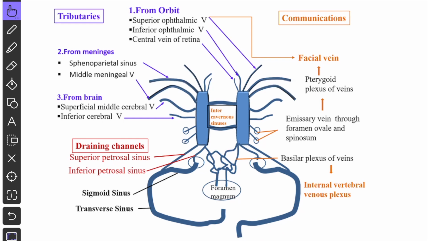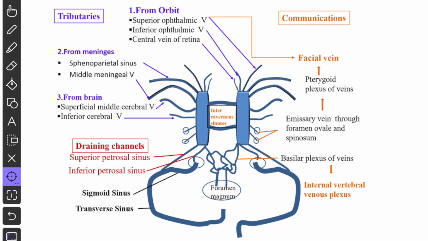The tributaries are the superior ophthalmic vein. So this is the superior ophthalmic vein, and then a branch from the inferior ophthalmic vein, then the central vein of the retina, then you have the superficial middle cerebral vein and the inferior cerebral veins. Then you have the sphenoparietal sinus and the frontal trunk of the middle meningeal vein. Next we'll see the communications.